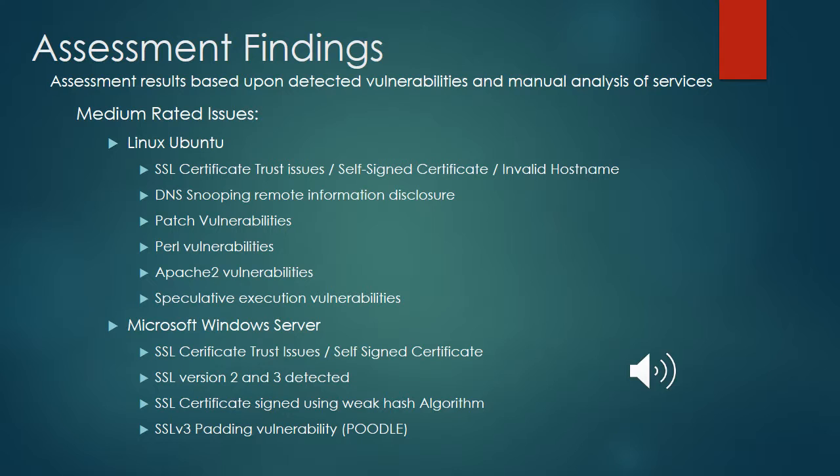The SSL certificate that was installed on the HTTPS service was also signed using a weak hash algorithm. This could have been resolved by enforcing a strong encryption when creating the self-signed certificate. And this would also be resolved if a strong certificate was purchased from a certificate authority.